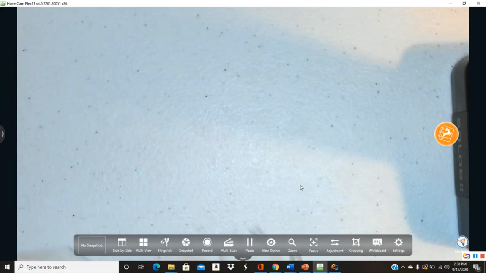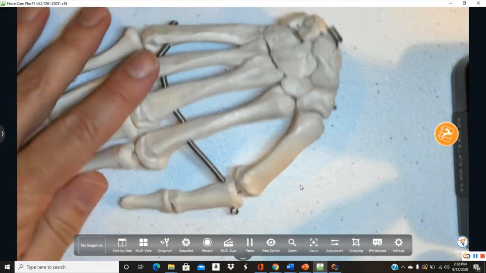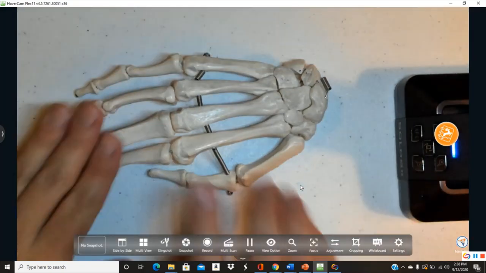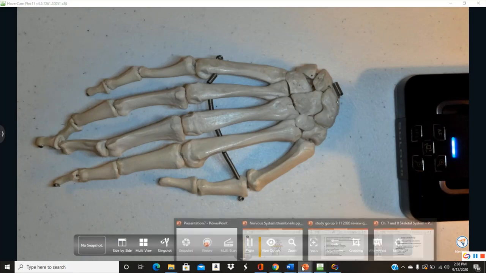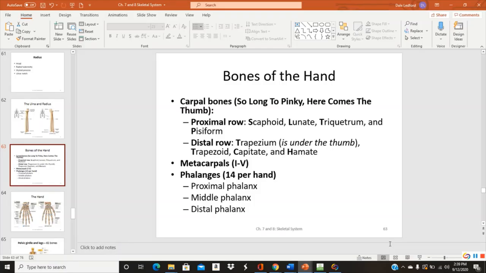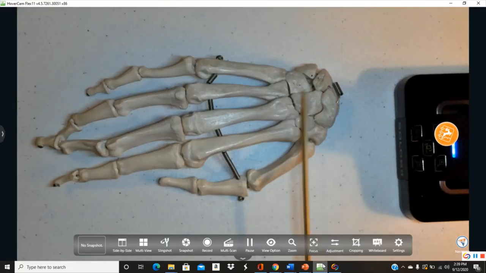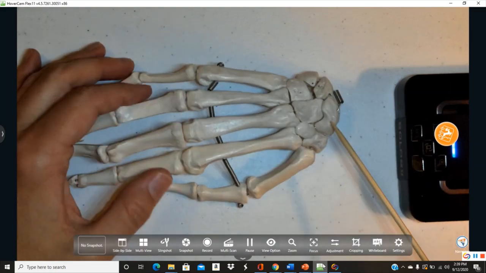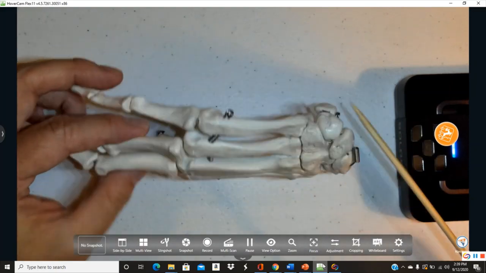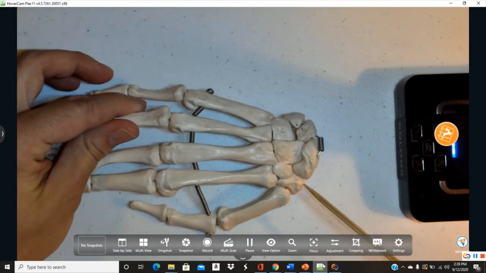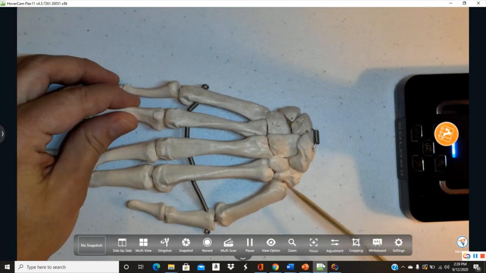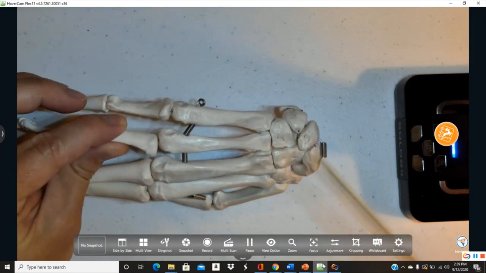So I'm going to start off with a hand here. On this hand model, let's talk about the different regions of the hand: carpal bones, metacarpals, and phalanges. Just real quick, the carpal bones are the wrist. The carpal bones have one, two, three, four bones on what we call the proximal row, and then one, two, three, four bones on the distal row.